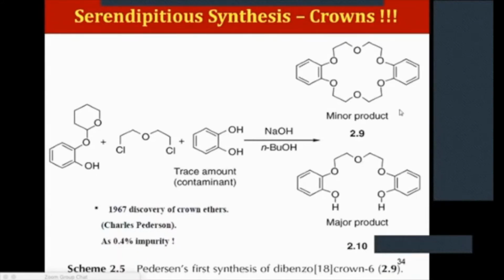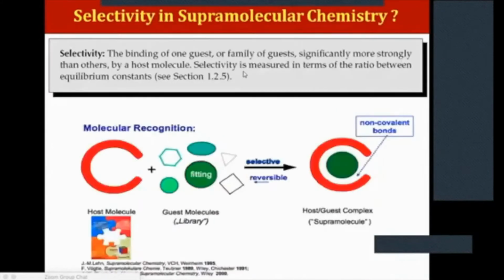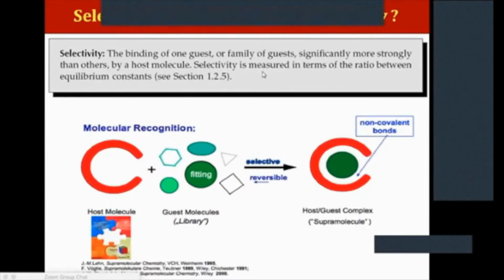He analyzed that impurity and found a minor product of just 0.4% as dibenzo crown ether. This is formed because of sodium here. This sodium is encapsulated in the middle as a template and this molecule is formed. So this is the start, and for this innovative work, he got the Nobel Prize. So that's what selectivity is: the binding of a guest, one guest or a family of guests, significantly more strongly than others by a host molecule. Selectivity is measured in terms of the ratio between equilibrium constants.